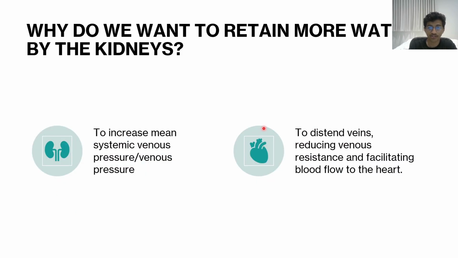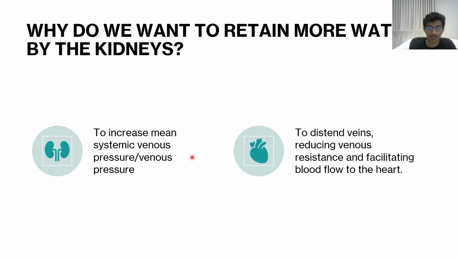Now, why do you want to retain more water by the kidneys? Like we said, the change from point C to point D is by more water retention done by the kidneys. We want to do that to increase the mean systemic filling pressure, my bad, and the venous pressure. They're the same thing. Okay, so why do you want that?